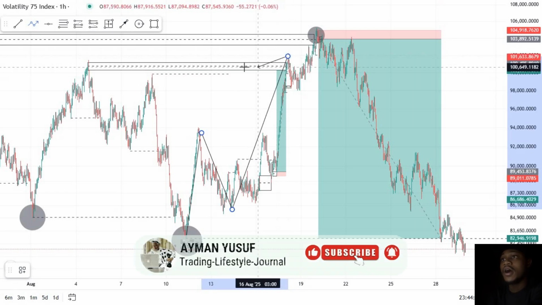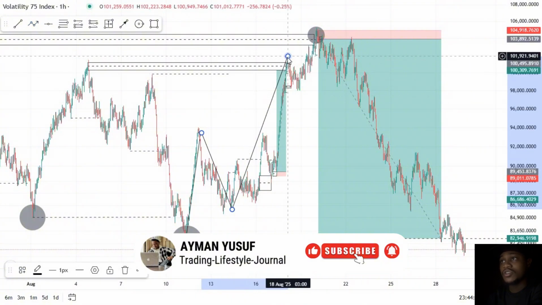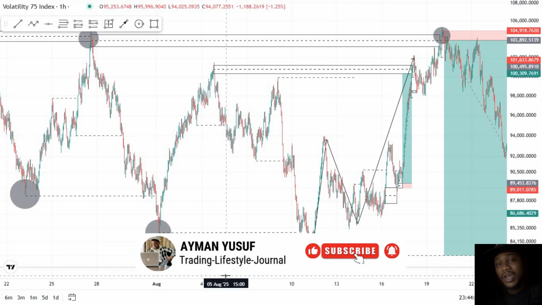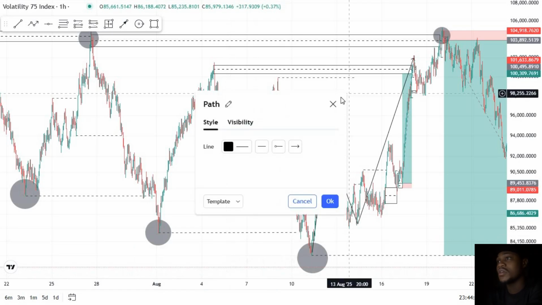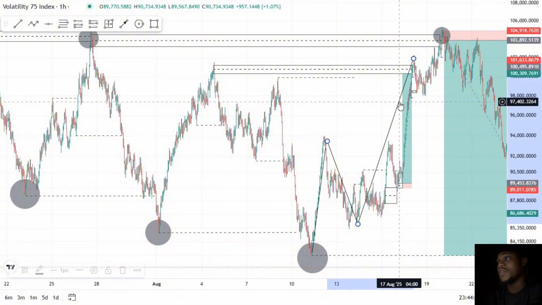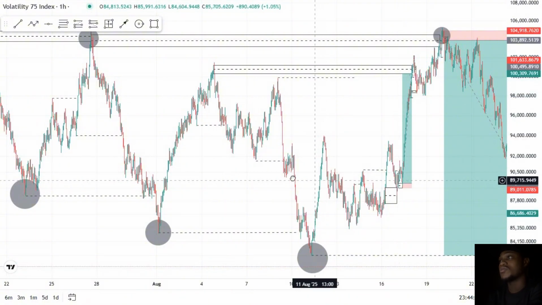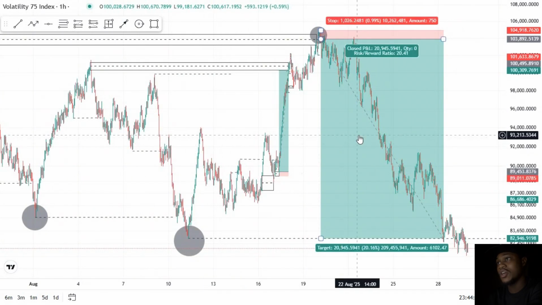So that's the internal market structure. The external market structure is the bigger picture. Internal market structure is the smaller picture of a bigger picture. You get me? So if you want a video that may explain the market structure, I can do that for you. But let's delete this and actually show you what I saw for me to sell this market and what was my confirmation.